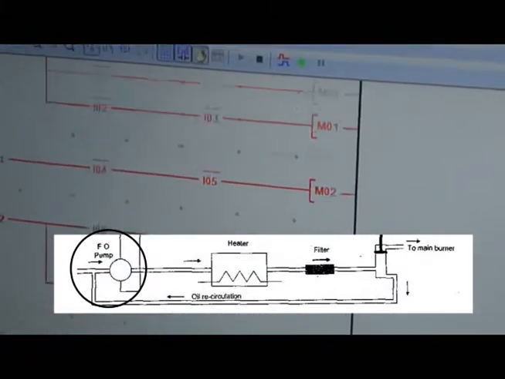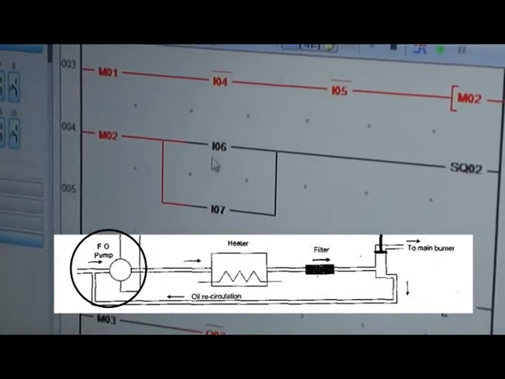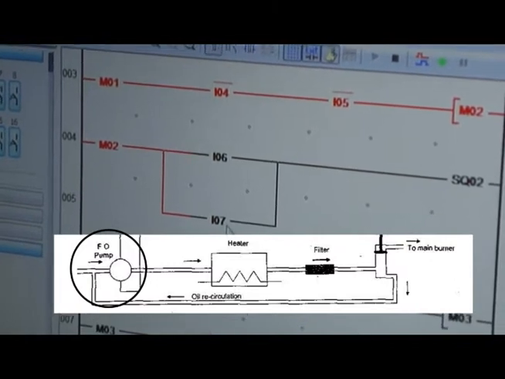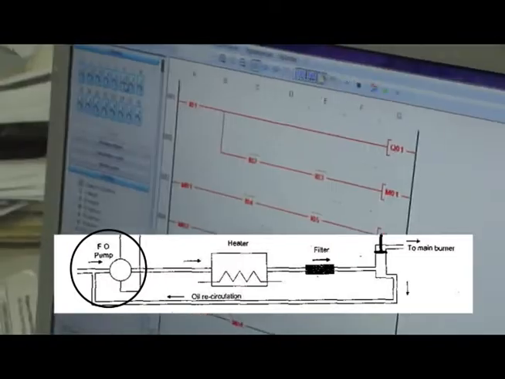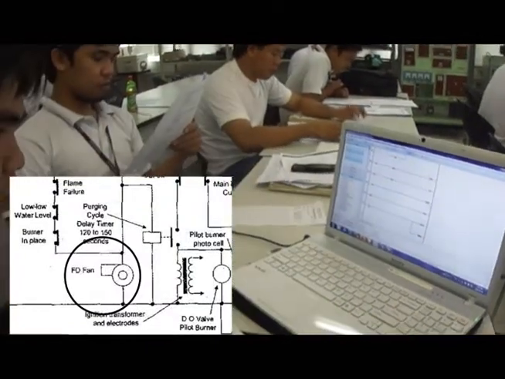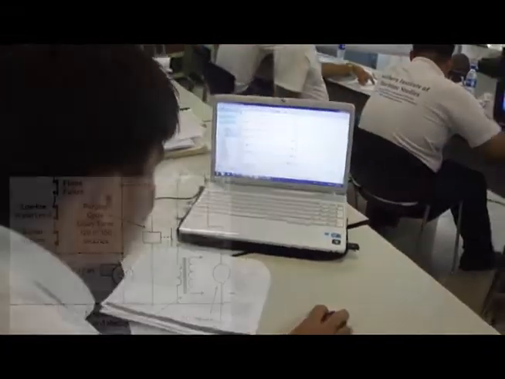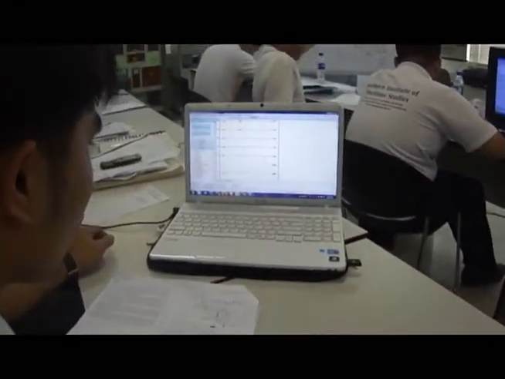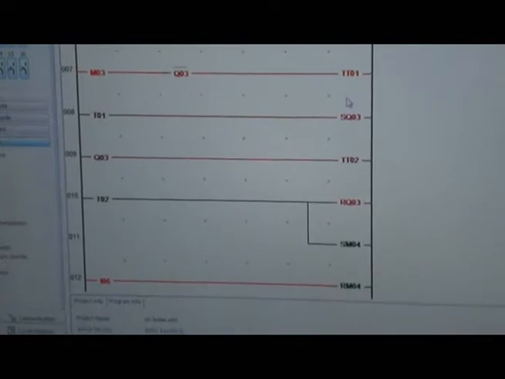Pressing I6, this is our manual start, and our I7 is the steam pressure switch, so we're just using it manually. I6 will start Q2 and the timer counts, energizing Q3, our ignition. The ignition will be reset by timer T2, and then I6 will automatically reset the M4 in order to cut off timer 1 for the ignition.